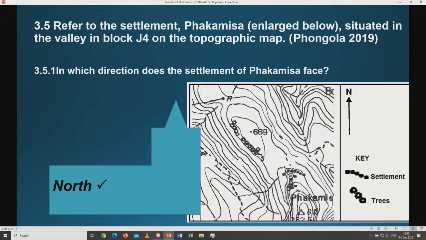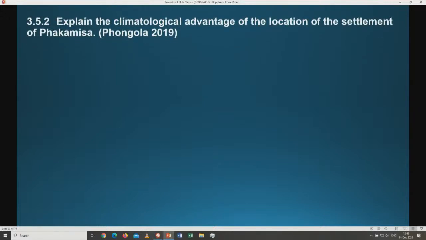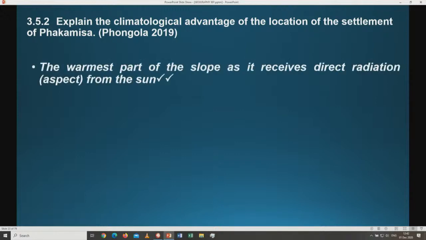You can see the contour lines there of Phakamisa. Phakamisa is a north-facing slope. And now you remember that the north-facing slopes in the southern hemisphere are the slopes that are suitable for settlement, because they are the warmest slopes. Explain the climatological advantage of the location of the settlement of Phakamisa. All the examiner is asking you here is to explain why this north-facing slope is always suitable in the southern hemisphere. And the answers there will range from, it is the warmest part of the slope, as it is receiving the direct radiation from the sun.